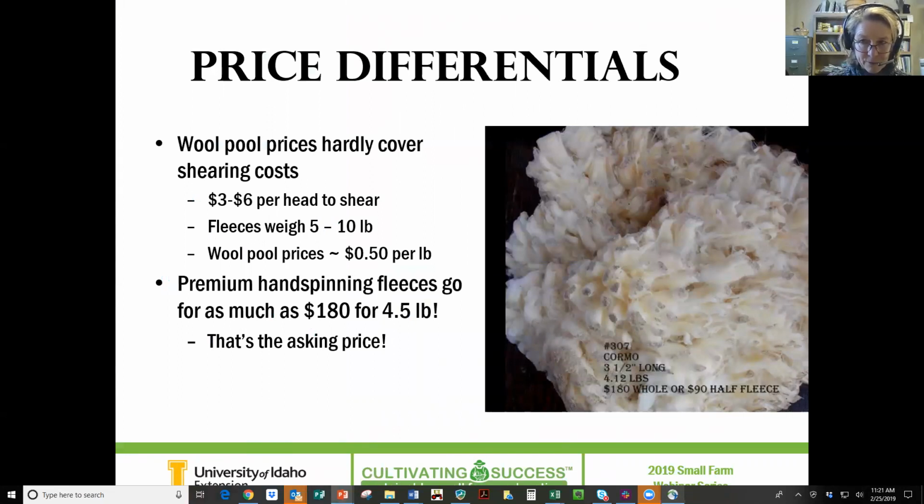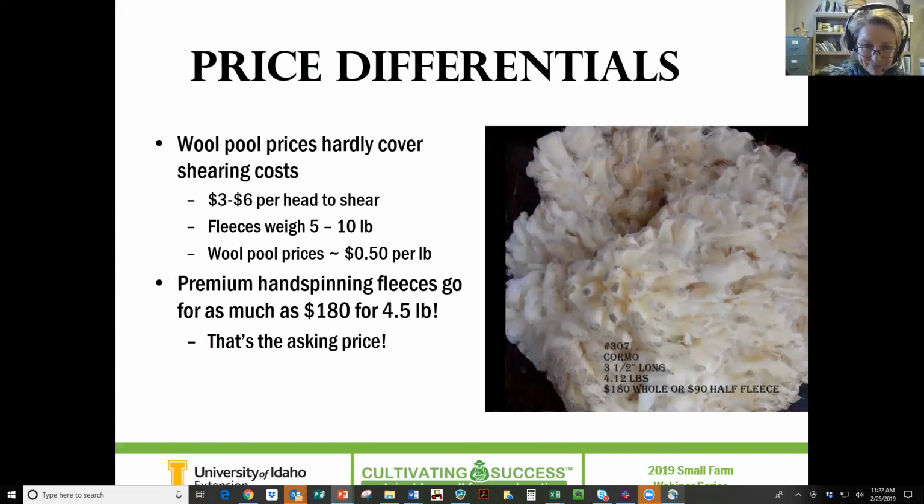I think a lot of you are sheep producers, so you're well aware of the fact that wool pool prices hardly cover your shearing costs. I think that's why we've seen a lot of people going to hair sheep, so they don't have to do the shearing. You pay anywhere from $3 to $6 per head to shear. You pay more for ram. It's about a double. And the fleeces really vary, but they usually weigh 5 or 10 pounds. And the wool pool prices have been low for a long time, around 50 cents a pound. So you can do the math there. It's hardly a break-even proposition, and it's a lot of work.